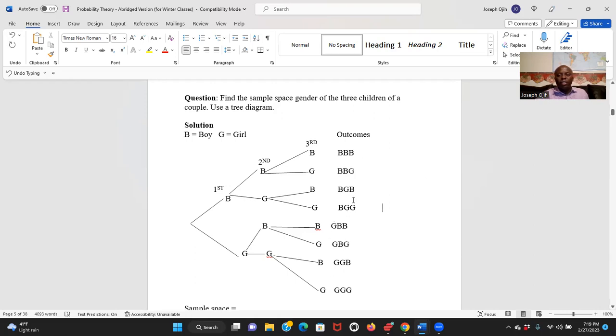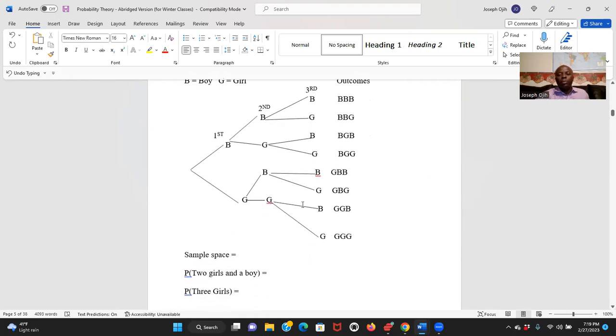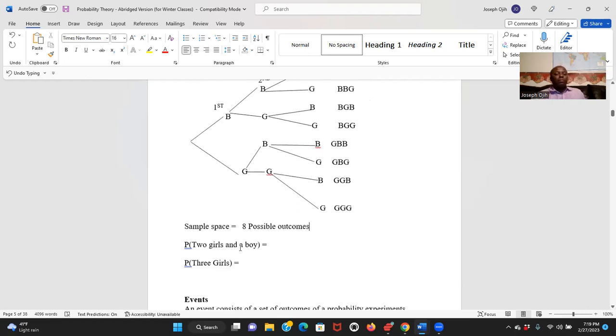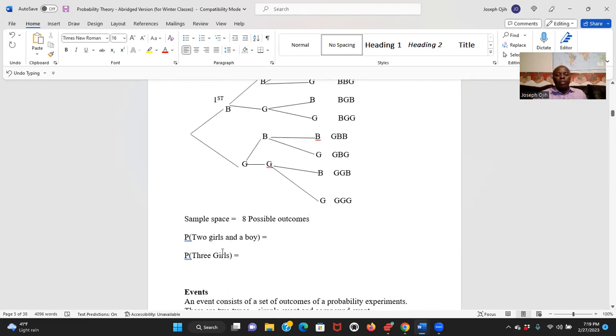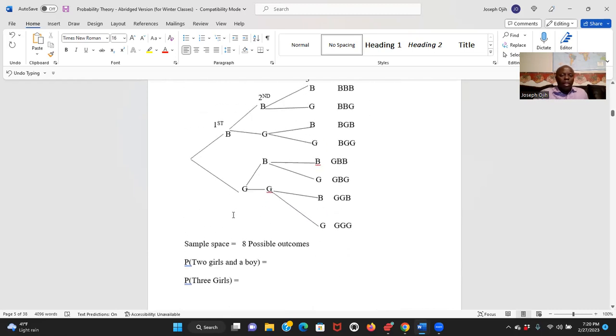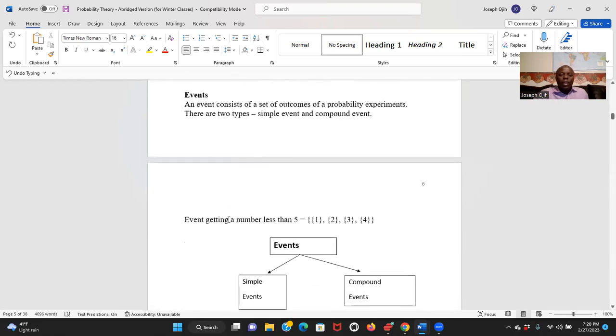If we see a family that has 3 kids, the genders must fall within any of this group. So the sample space is 8 possible outcomes, 8 possibilities. If you want to calculate the probability of boy and girl, we'll come back to that when I introduce the probability concept. So that is the sample space.